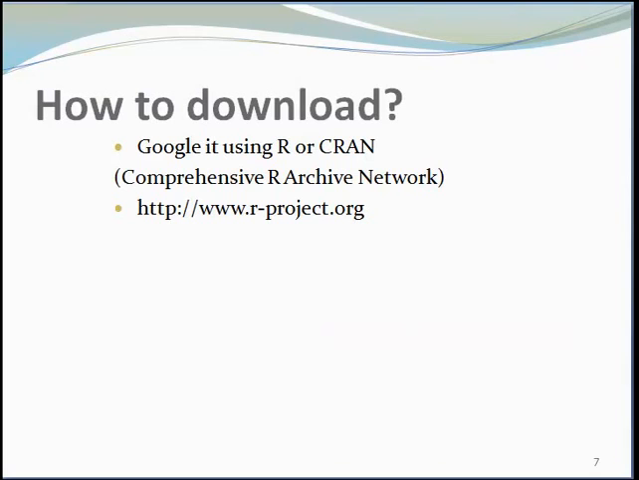Now, how to download the software? It is very easy. You can directly go on Google and search for R or CRAN. CRAN means Comprehensive R Archive Network. Type it on Google and you can easily get the links for downloading it. For example, a link can be r-project.org and many other links.